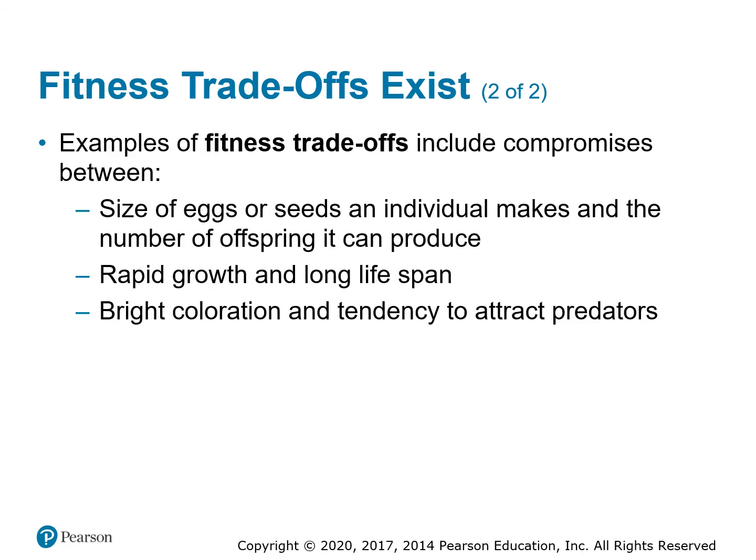Another example of a fitness trade-off would be the size of eggs or seeds that the parent makes so that the offspring could be successful. Also looking at rapid growth, a long lifespan, and bright coloration, which typically attracts predators. In this case, it also attracts mates.